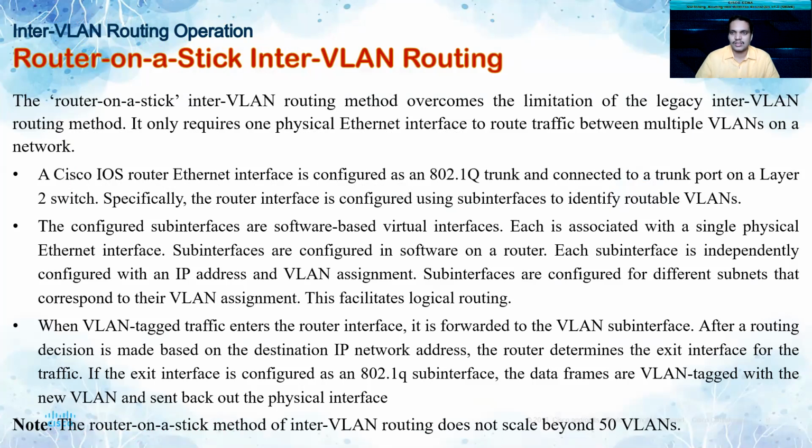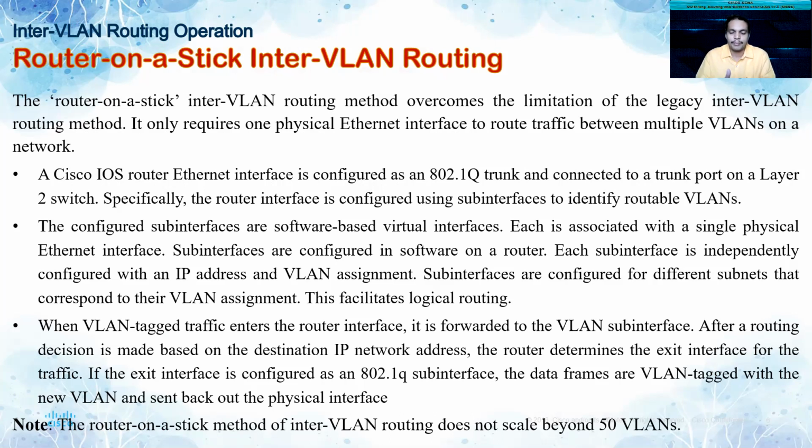VLAN. Now, when VLAN traffic enters the interface, the router decides which interface it should go out through. And if that interface is configured as an 802.1q sub-interface, these data frames are tagged with a new VLAN tag, and they are sent out. We will work on these things. I have some examples in this PPT, so you'll be able to understand it better.